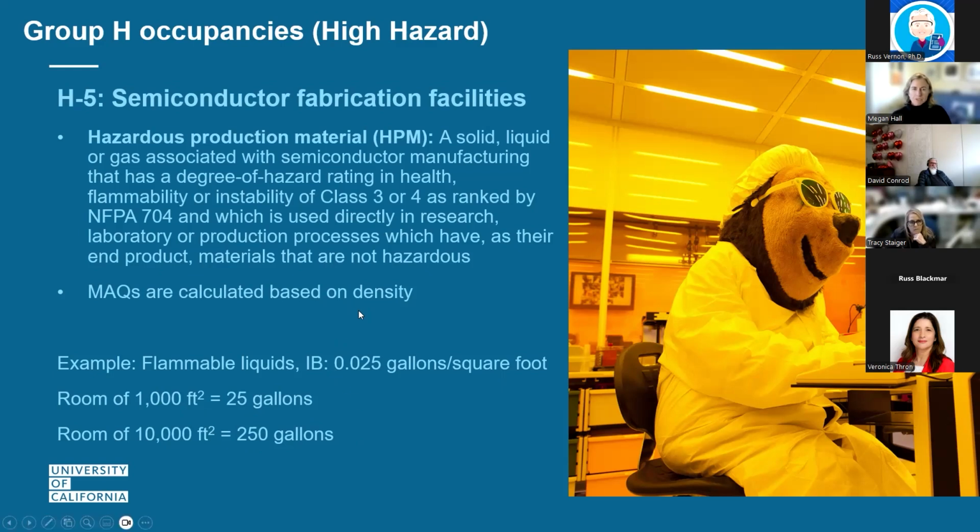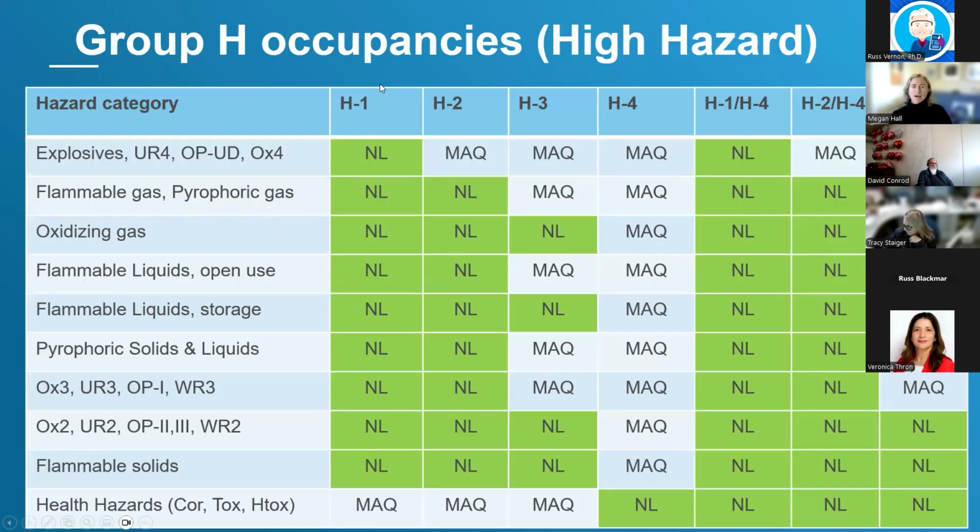And I'm going to spend more time talking about how the MAQs are calculated for group H occupancies. So this is a lot of information on this table, and the slides will be available. But basically, this is how I like to see this. So H1 occupancies can have explosives, unstable reactive class 4s, unclassified detonable organic peroxides, and class 4 oxidizers. No limits. If it's green, it means no limits. No limits for any of these other physical hazards here in an H1.